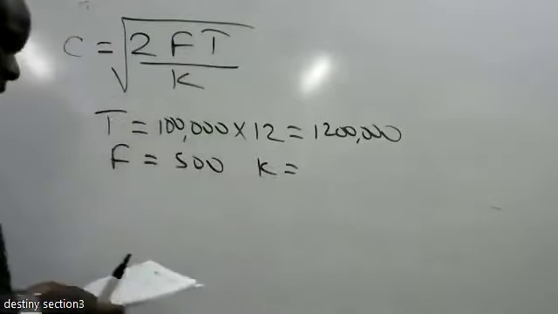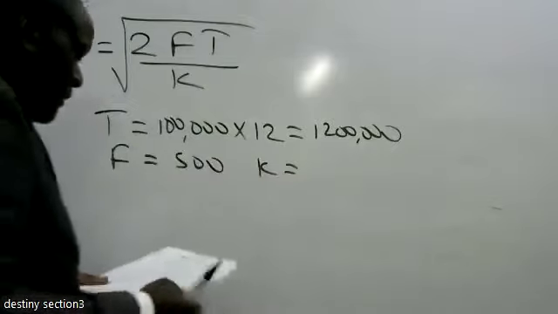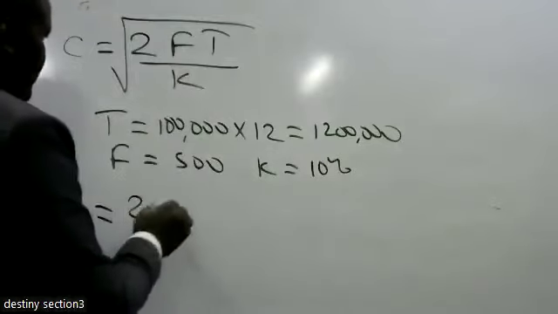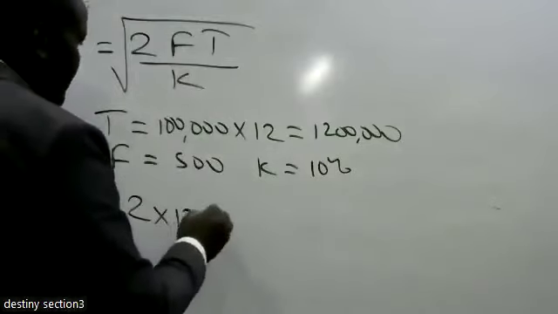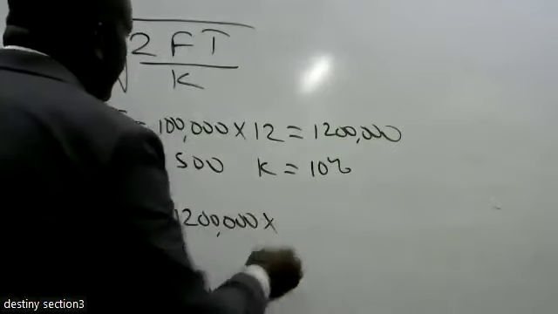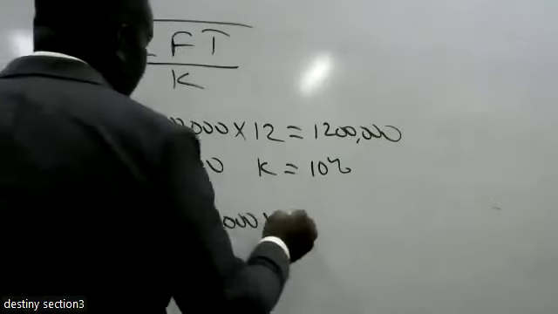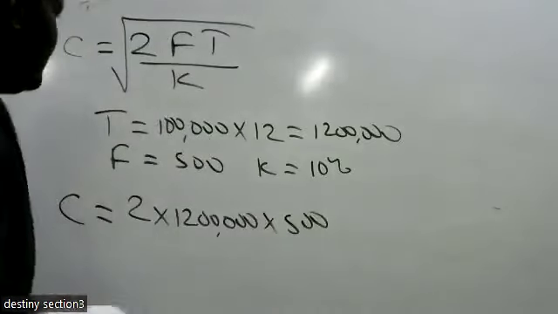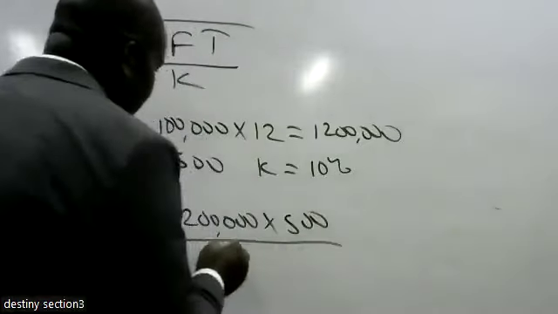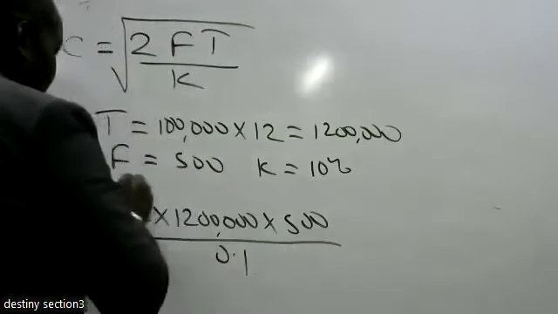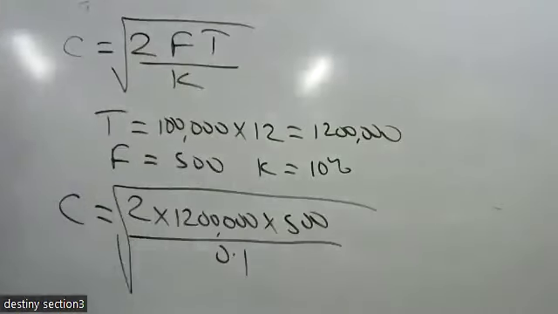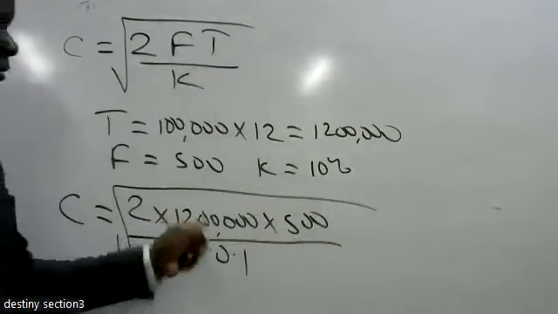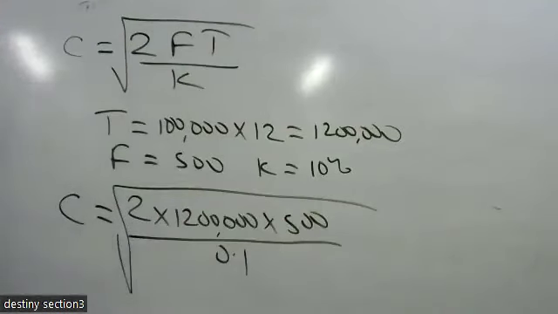Then K, they gave you an interest of what percent? 10%. So now our C should be the square root of 2 multiplied by 1.2 million multiplied by 500, then you divide by 0.1. I've interchanged, but the meaning is still the same. F is the 500, G is the 1.2 million. So get that back.